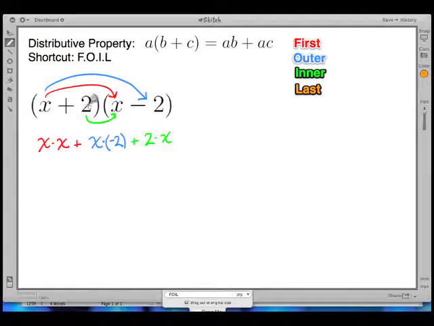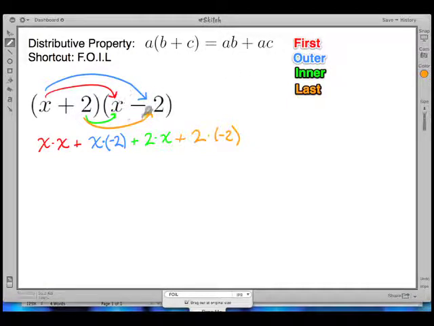Last are our last two terms. So we're multiplying 2 times negative 2. So there we go. First, x times x. Outer, x times negative 2. Inner, 2 times x. Last, 2 times negative 2.